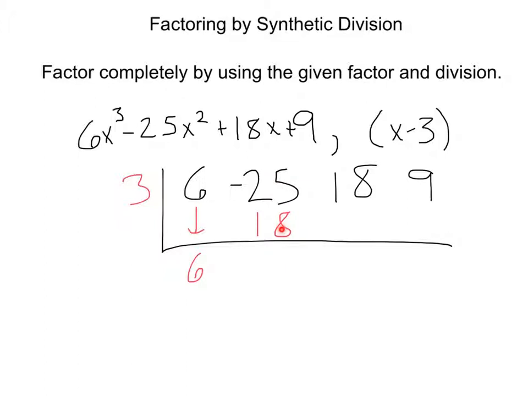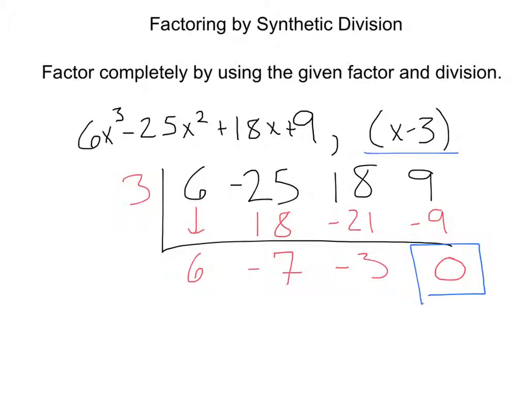If I do negative 25 plus 18, that's going to give me negative 7. It's going to give me a negative 21. Add those, that's going to give me a negative 3. 3 times negative 3 is negative 9. And indeed, this is a factor because I got a remainder of zero. So we know that x minus 3 divides in evenly.